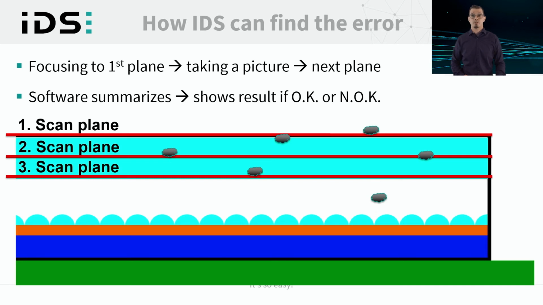After this step, PaCo focuses to a plane in the sensor cover glass to take an image there as well. At last, PaCo takes a picture of the bottom side of the cover glass. After all pictures are taken, PaCo will summarize the pictures to show the employee an image with a result. This result shows where defects in the sensors are located.